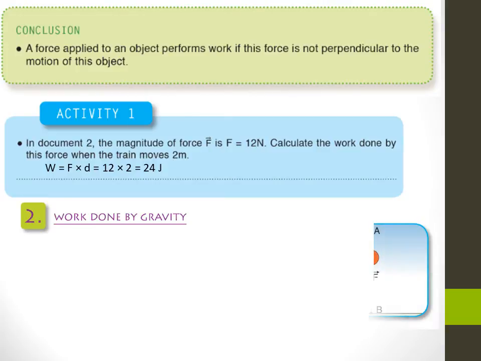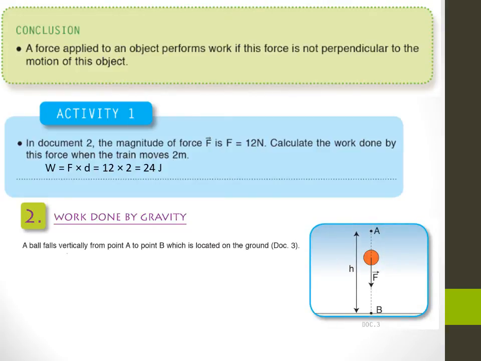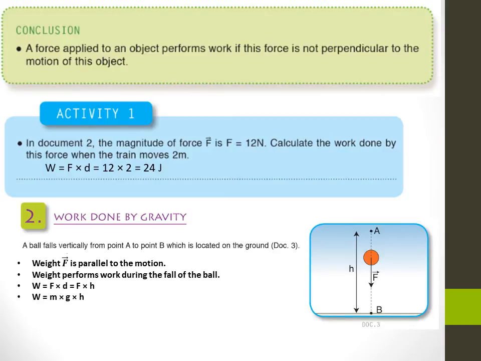Work done by gravity. A ball falls vertically from point A to point B, which is located on the ground as shown in document 3. In this case, F is the weight of the ball. So, weight F is parallel to the motion in this case. Therefore, weight performs work during the fall of the ball.